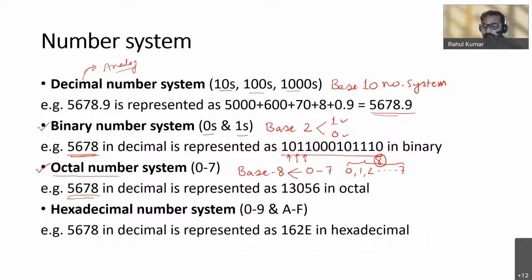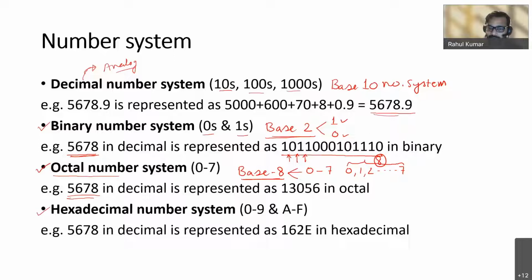We'll study how to convert these numbers from one number system to another, but mainly you should have an understanding about which one is base 2, which one is base 8, and so on.